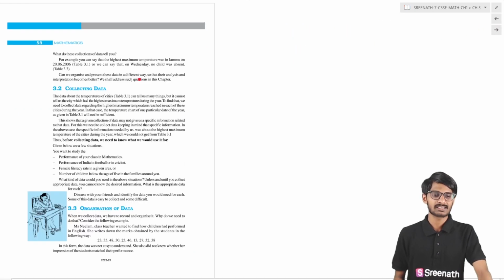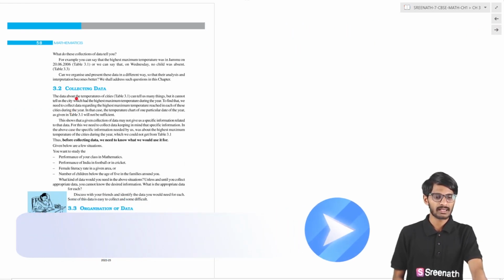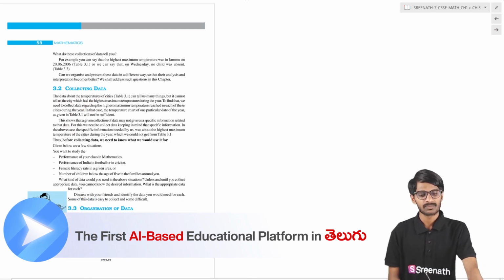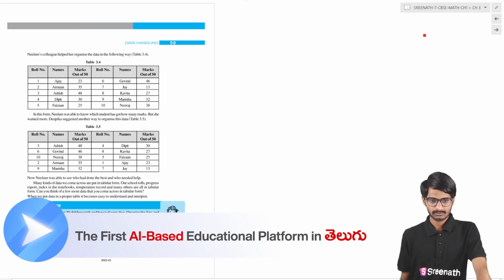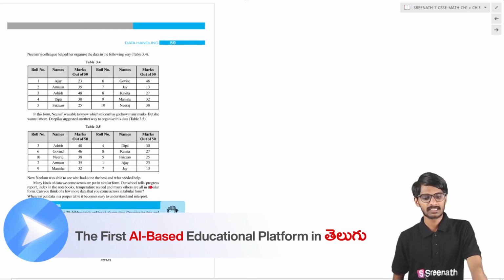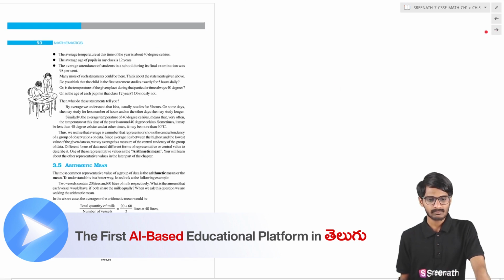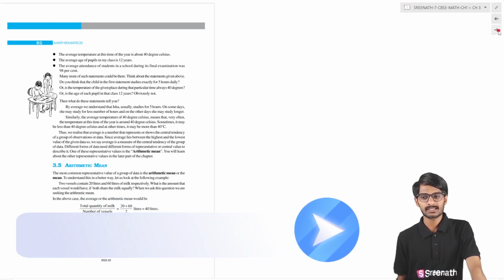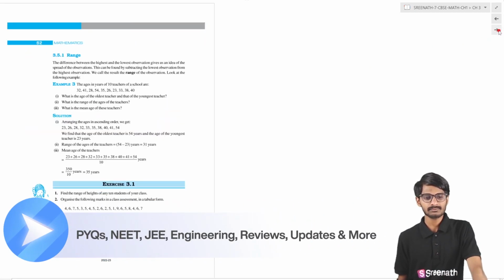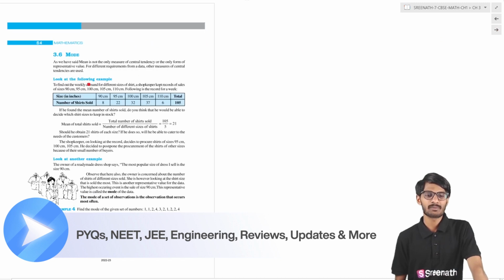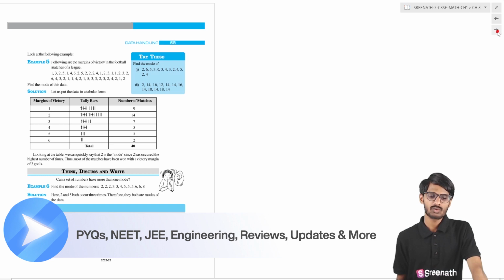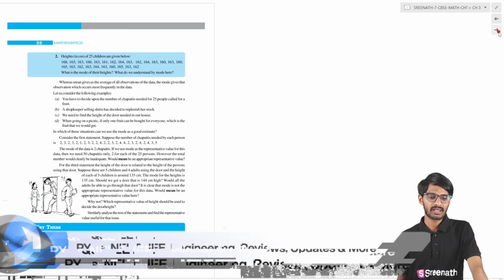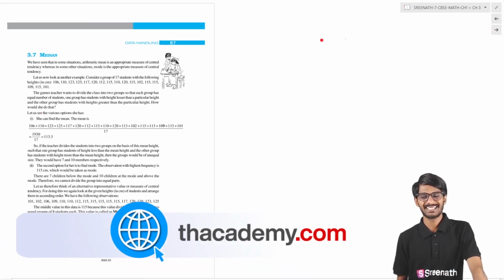First, we are going to learn about collecting data and organization of data. Next is representative values. After that, we are going to discuss arithmetic mean, students. Later we are going to discuss range, and next mode, and mode of large data, how to find mode whenever large data is given, and next the median, students.